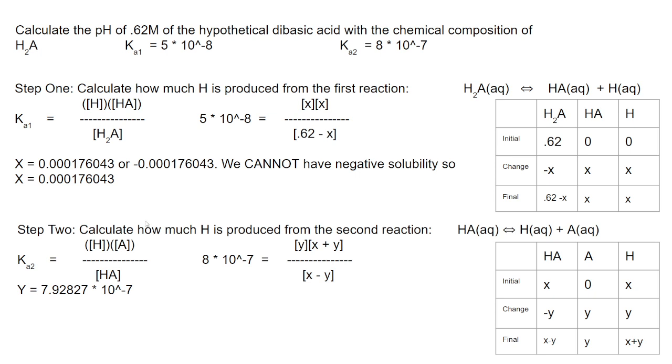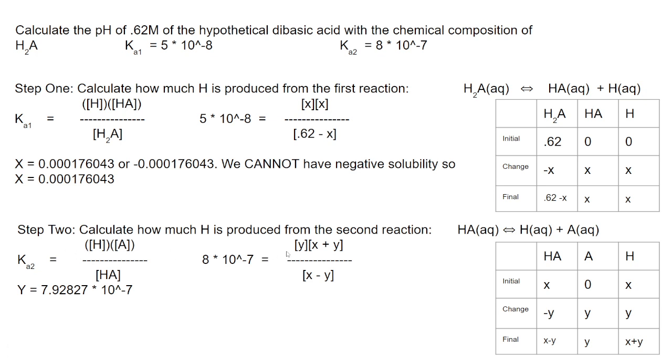Part 2 is to calculate how much H is produced from the second reaction, which is HA to H plus A. Now we know HA will start off with x from, well, the first part. We know A will be 0, but H will also be x because that's how much we figured out from the last one. We know that HA will decrease while A and H will increase by y. Now the final values will be x minus y, y, and x plus y.